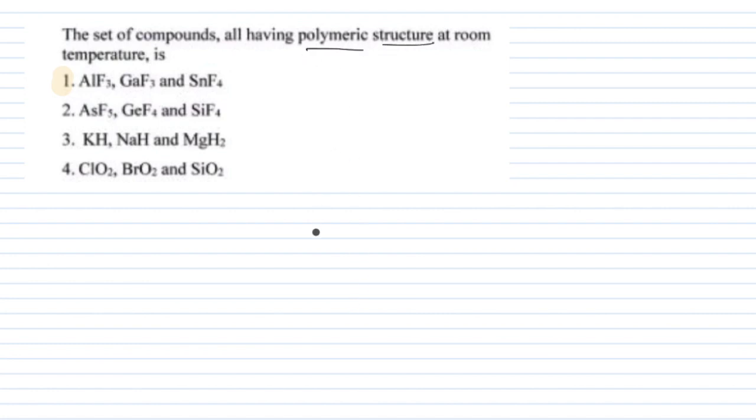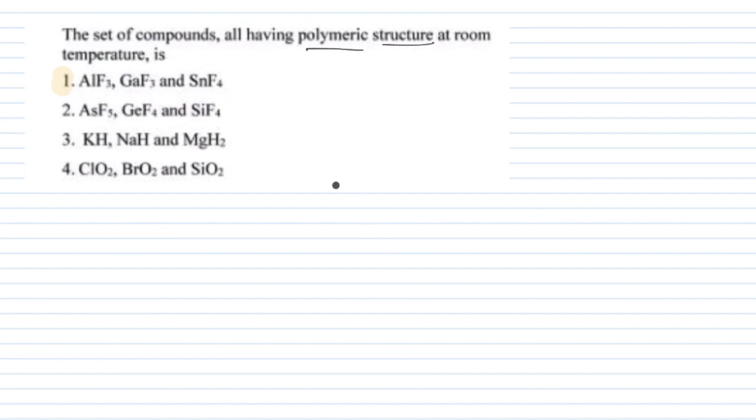Okay, so for this you should be good at the chemistry of your p block elements. There you might have seen that aluminium and gallium both belong to the same group, the same family. So aluminum fluoride and gallium fluoride, I will attach the structures of them. They all form polymeric kind of structures, okay.